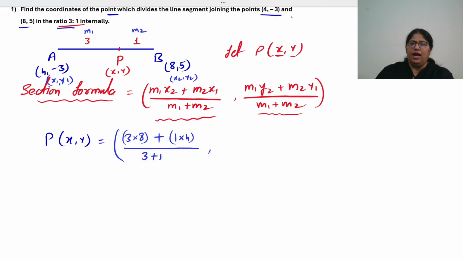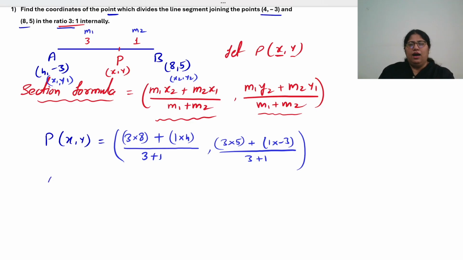Similarly, I'll take it here again. It's easy to remember the formula: just remember you multiply in cross. So 3 into the y coordinate, and then 1 into the y coordinate. So it's a cross. So 3 times 5 plus 1 times minus 3, by 3 plus 1. So your x coordinate is going to be the first value and the y coordinate is going to be the second value. Now do the further simplification here.